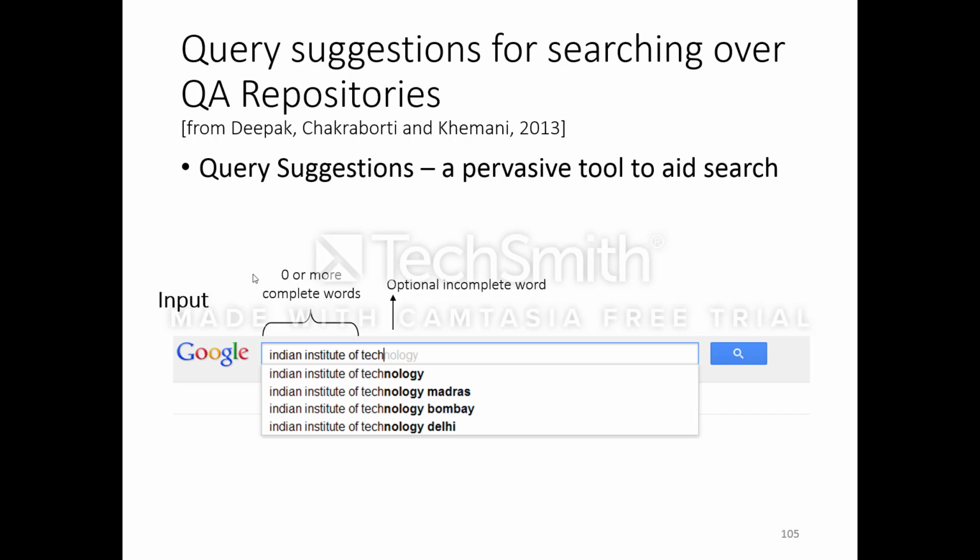Okay. So the input is 0 or more complete words, and then there is an optional incomplete word. Even if you don't start writing technology, it will give you some prompts. But if you start writing it, it will of course give you much more focused prompts. So there are 0 or more complete words and an optional incomplete word, and the idea is to give you suggestions on what the completions should be. So query suggestions are about completing the query that has been partially written.